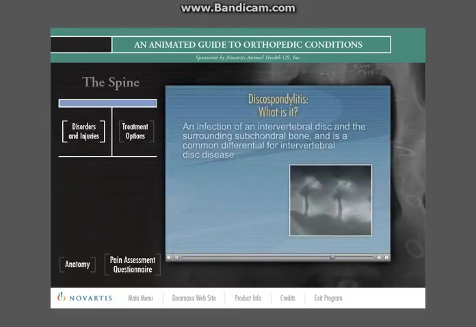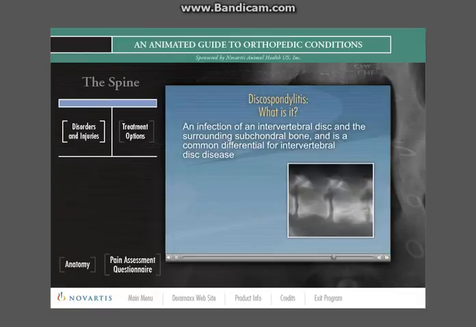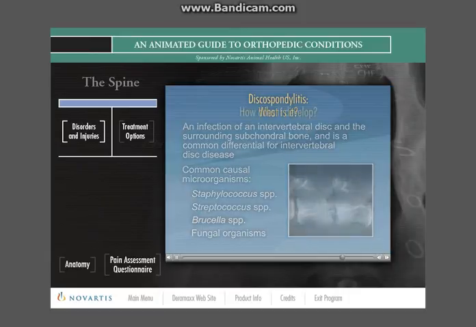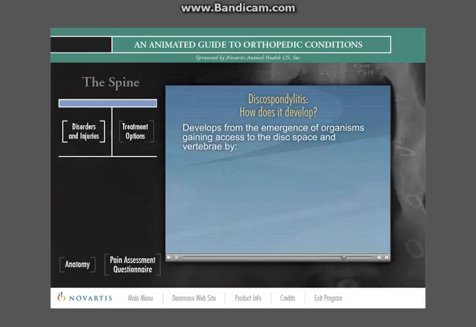Discospondylitis refers to an infection of an intervertebral disc and the surrounding subchondral bone and is a common differential for intervertebral disc disease. The most common causal microorganisms are Staphylococcus, Streptococcus, and Brucella, as well as fungal organisms. Brucella should be ruled out immediately due to its zoonotic potential. The condition develops from organisms gaining access to the disc space and vertebrae by hematogenous spread, migration of foreign bodies, or iatrogenic infection.